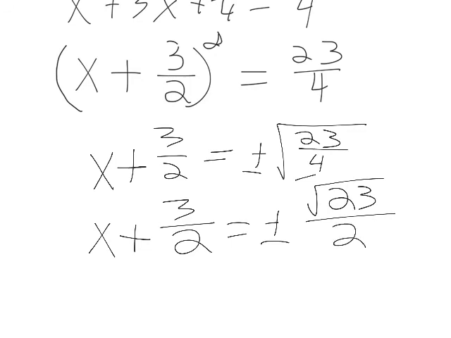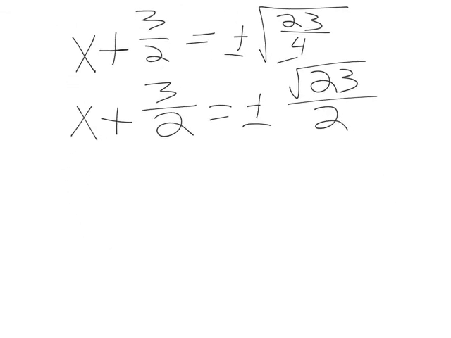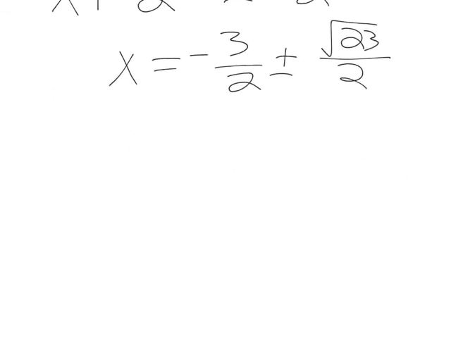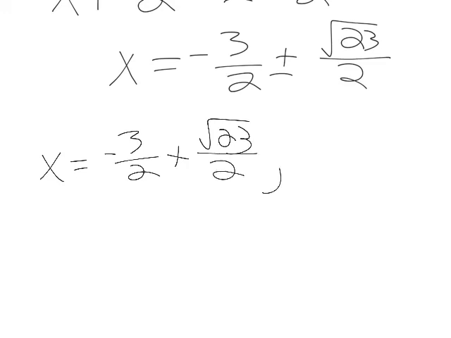And then just subtract the 3 halves from both sides, no big deal there. We're not actually combining, so even if we were, we have a common denominator, so it wouldn't be a big deal. Negative 3 halves plus or minus the square root of 23 over 2. Okay, and again, that does give you two answers. You've got the negative 3 halves plus square root of 23 over 2, and you have the negative 3 halves minus, I switched the wrong sign, square root of 23 over 2. Like that, and that's your answer.